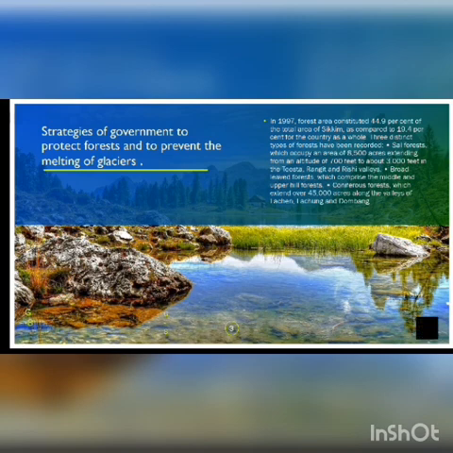Strategies of government to protect forests and to protect melting of glaciers. In 1997, forest area constituted 44.9% of the total area of Sikkim as compared to 19.4% of the country as a whole. Three distinct types of forests have been recorded. Sal forests, which occupy an area of 8,500 acres extending from an altitude of 700 feet to about 3,000 feet in the Tista, Rangit and Rishi valleys. Broadleaf forests, which comprise the middle and upper hill forests. Coniferous forests, which extend over 45,000 acres along the valleys of Lachen, Lachung and Domba.